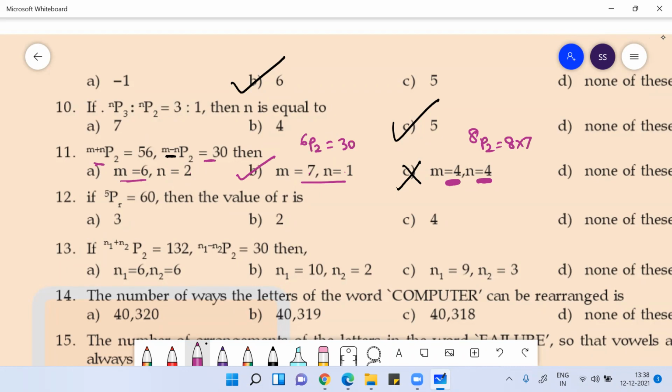Similarly, the 12th one. 5PR, so what is the value of R? It is 3. 5P3 means 5 into 4 into 3, that is 60. This is your answer.